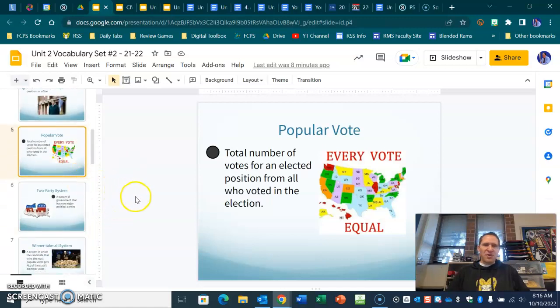The third word is popular vote. This is basically the number of votes that are counted in an election. And to win the popular vote, you need to get the most votes out of the total. It doesn't have to be a majority. It doesn't have to be over 50%. If there's 3 or 4 candidates running, if there's a couple third-party candidates, as long as you get the most, you win.